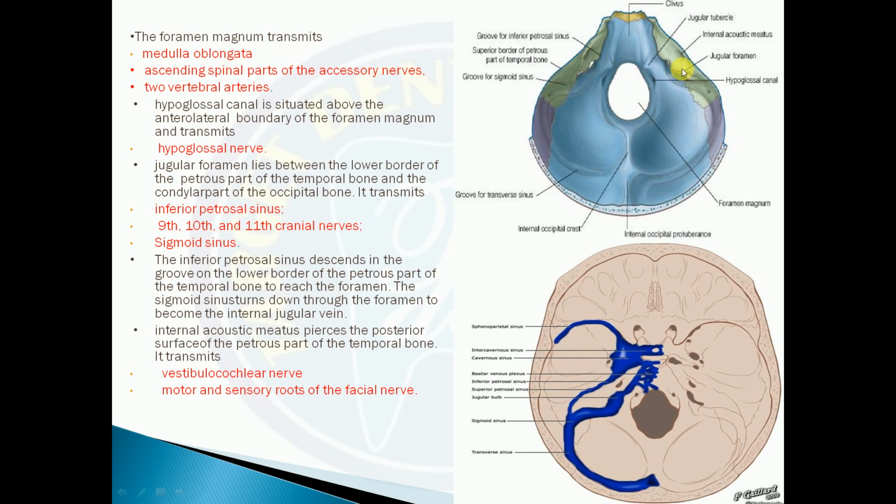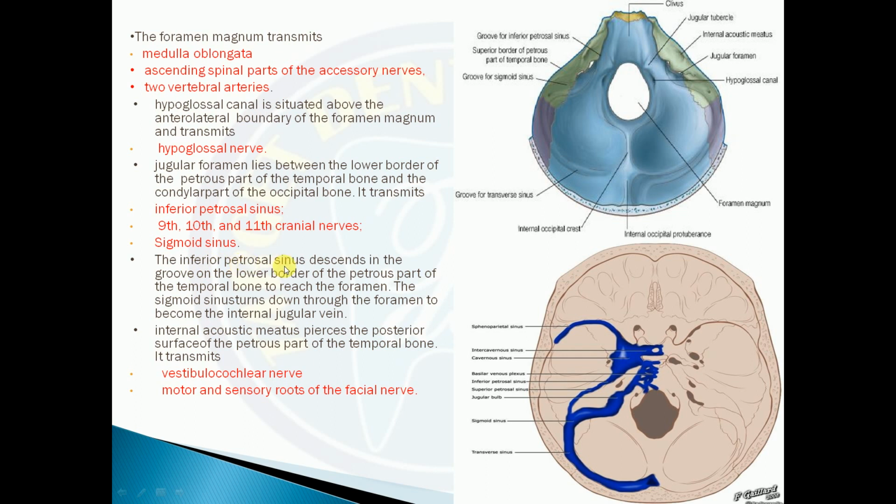So this is your jugular foramen. The jugular foramen lies between the lower border of the petrous part of the temporal bone and the condylar part of your occipital bone, and it transmits the inferior petrosal sinus, the 9th, 10th and 11th cranial nerves, and the sigmoid sinus. Very important, very important. It was there in your AIPG exam.